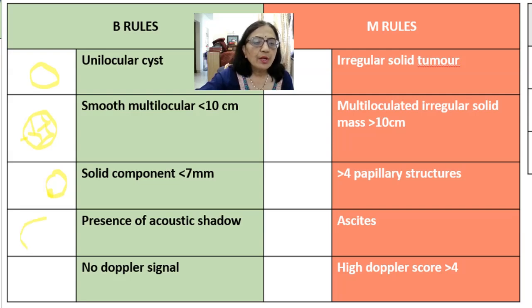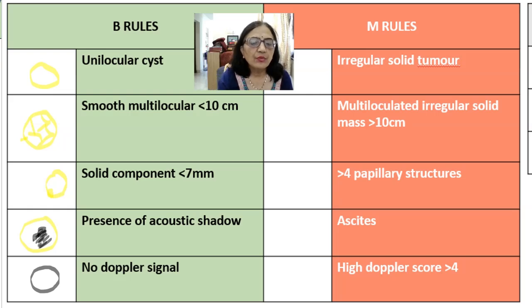Now, what is the presence of acoustic shadow? Whenever ultrasonography is being done, if an acoustic shadow or black area is seen, it is because of the sudden change in the impedance, and that is suggestive of a benign tumor in ovarian masses. And if there are no Doppler signals, that is also suggestive of a benign tumor.